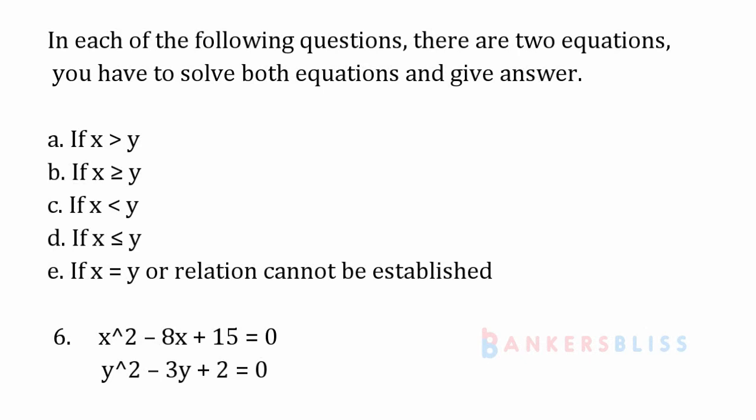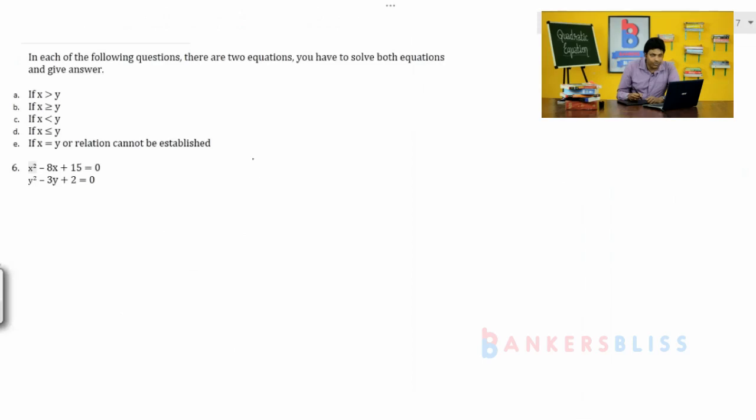Let's move on to the next problem, problem number 6. X square minus 8x plus 15 is equal to 0. So, if you see here 15 divided by minus 8, 5 3s are 15, minus 5 minus 3. So, the roots are 5 comma 3. Next 2 minus 3, 2 1s are 2, minus 2 minus 1. So, your answer is 2 comma 1.